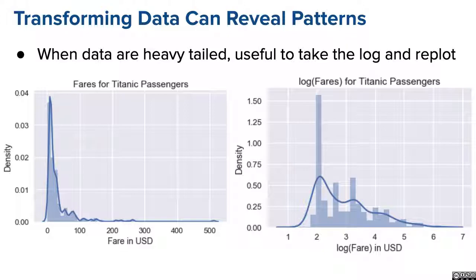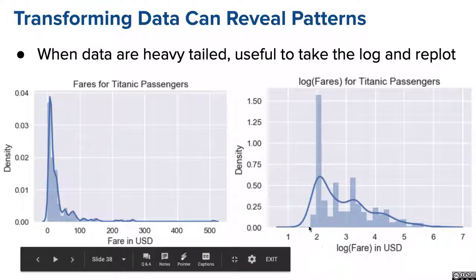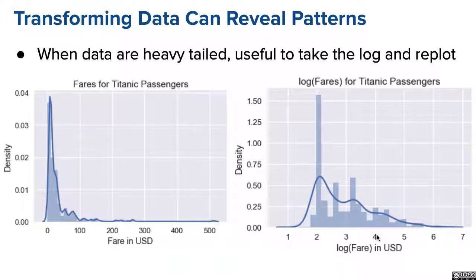And for heavy tail distributions, oftentimes what we can do to help look for patterns in the data is to take the log of the data and then replot it on the histogram. Once we've taken the log of the data and replotted it, we can see that there's a big spike at around 2 here on the log scale. And we see another smaller spike at around 3 here, and maybe a smaller spike at around 4. So by taking the log of heavy tail data, you can preserve the patterns in the data.